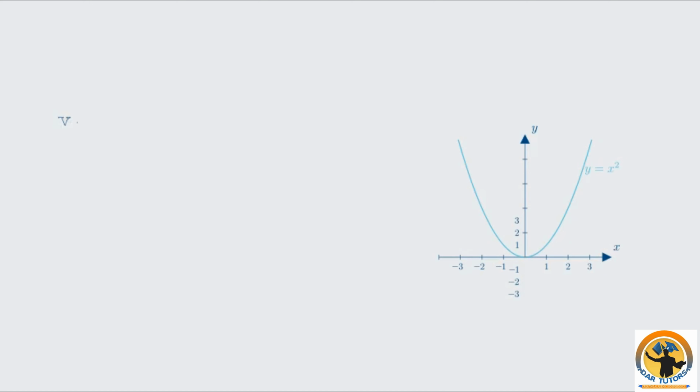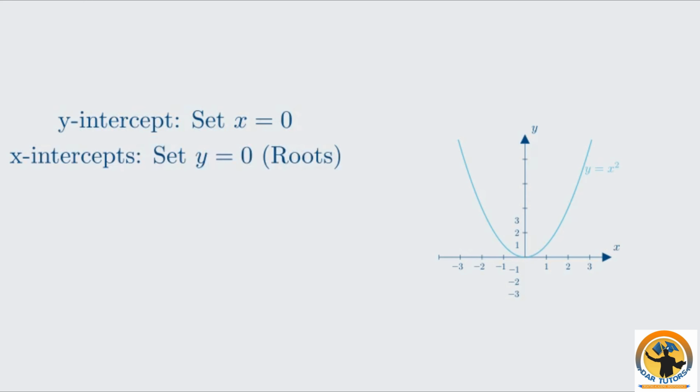You can always find this by setting x to 0 in the function's equation. The x-intercepts are where the graph crosses the x-axis. These are the values of x that make y equal to 0. They are also known as the roots of the quadratic equation x squared plus bx plus c equals 0.